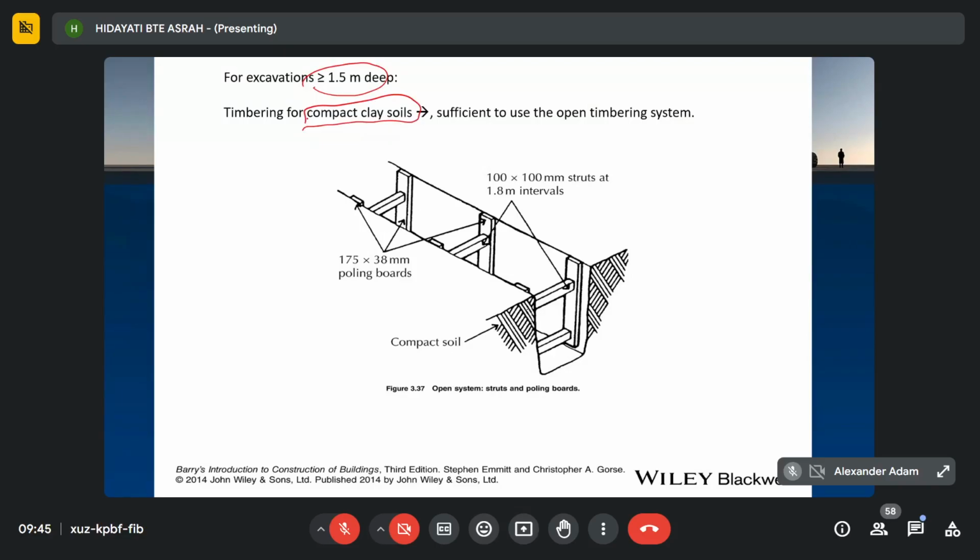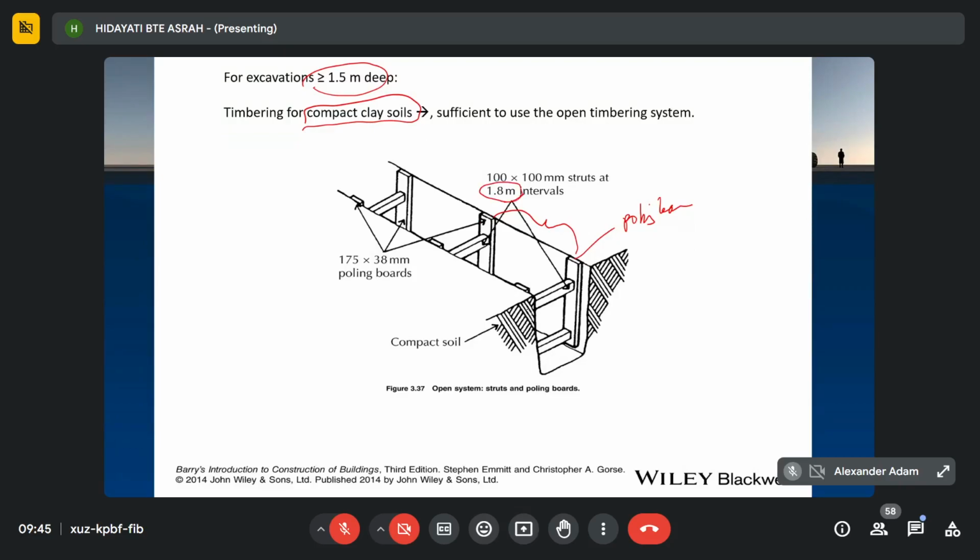It is not loose. Okay. So it is sufficient to use the open timbering system. So open timbering system is like this. You have this polling board. Okay. So there's an interval or distance between two polling boards. So for compact clay soil, the interval is around 1.8 meter. Because there's a distance here, 1.8 is quite long.